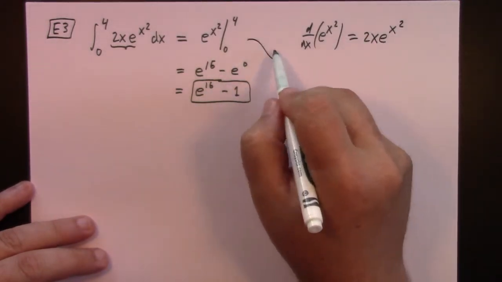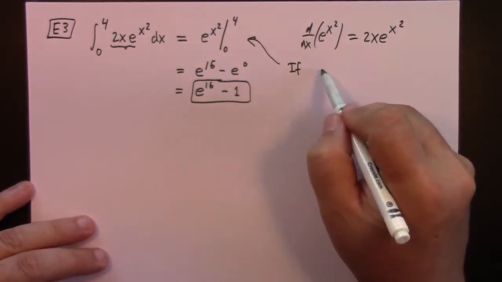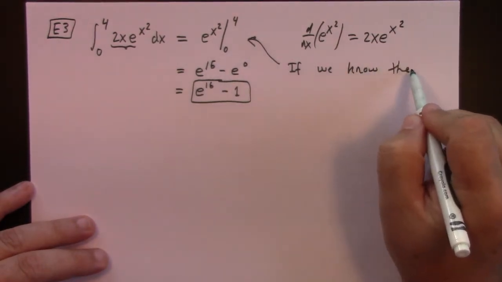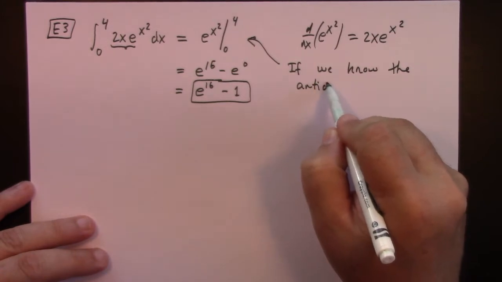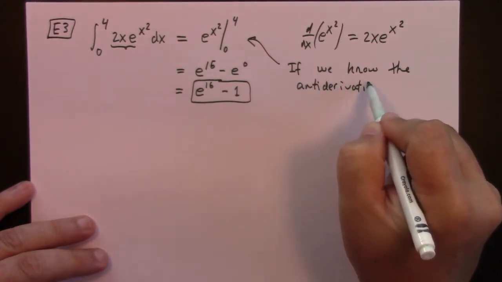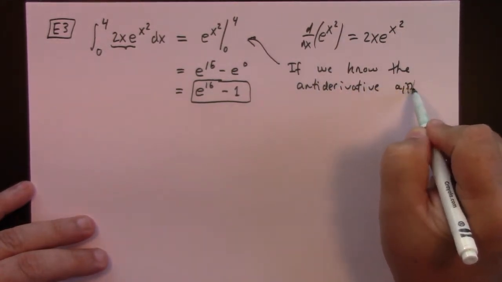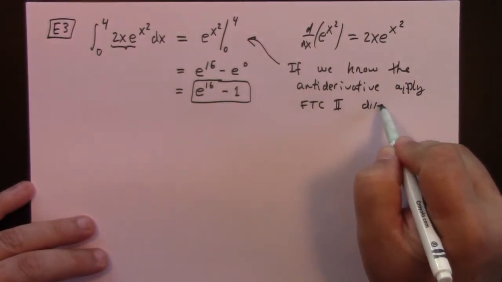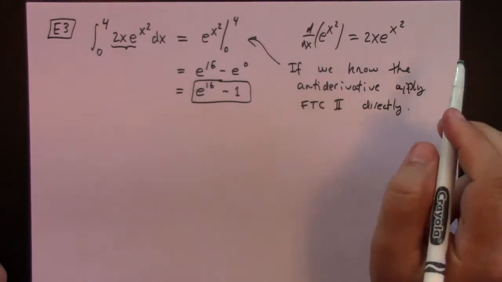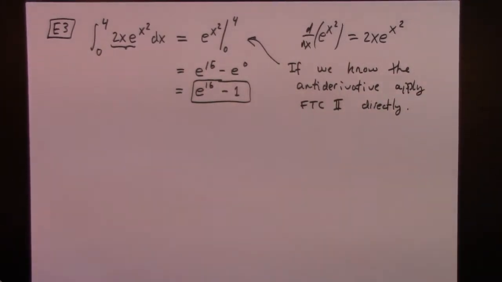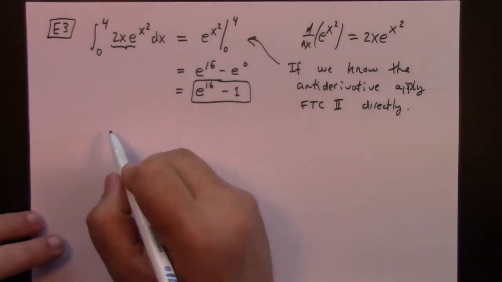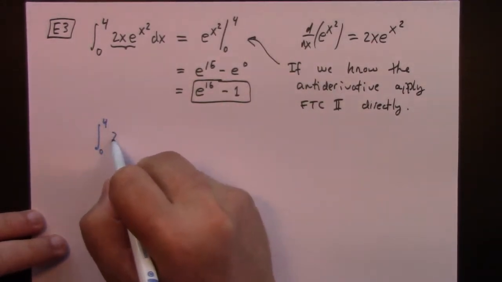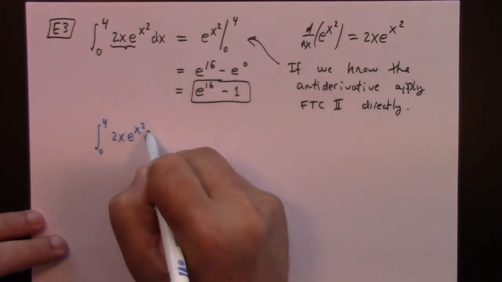In other words, if we know the antiderivative, then we can apply FTC2 directly, right? But what if we don't? If we don't, there's another way we can do this calculation, which does u substitution at the same time, all right? So integral from 0 to 4 of 2x e to the x squared dx.